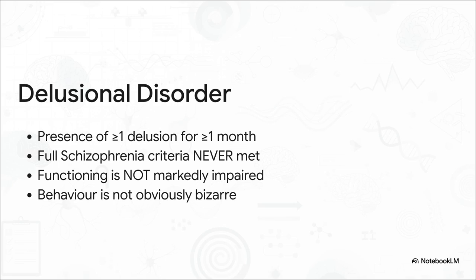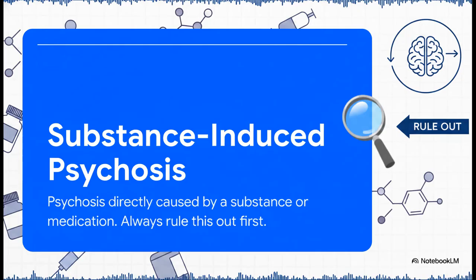This is defined by having one or more delusions that last for at least 1 month. But here's the key. The full package for schizophrenia has never been met. You don't see significant hallucinations, disorganized speech, or negative symptoms. And, this is huge, apart from the direct effects of the delusion, the person's overall functioning is pretty much intact. And that brings us right back to the top of our decision tree. Remember rule number 1, substance or medication-induced psychotic disorder. This is the diagnosis when the psychosis is a direct result of, say, a drug or a prescribed medication. This is never an afterthought. Ruling this out has to be the very first step you take.